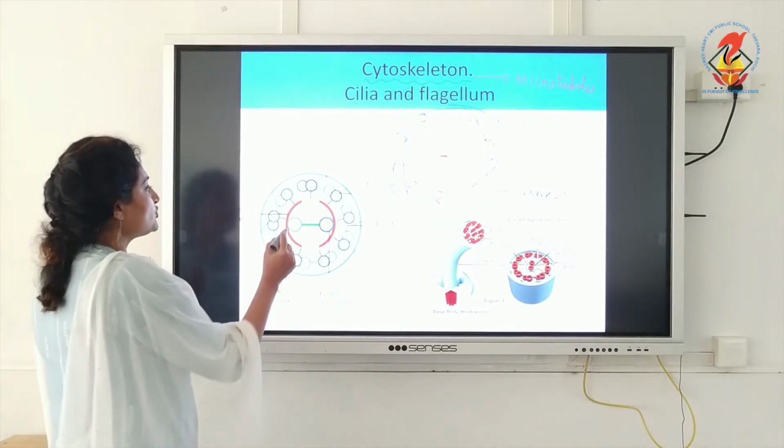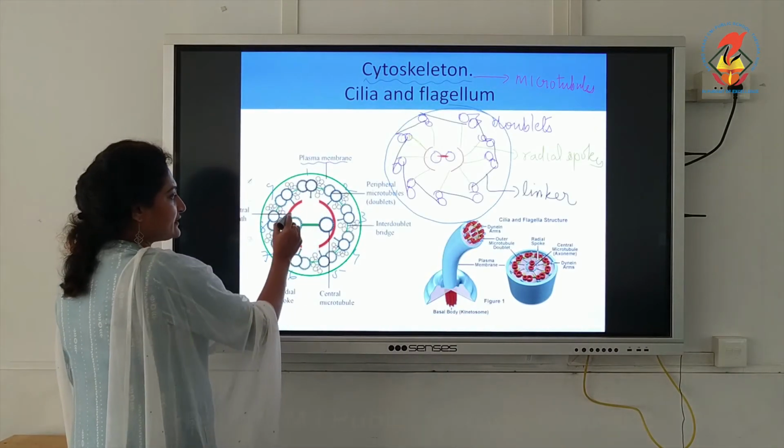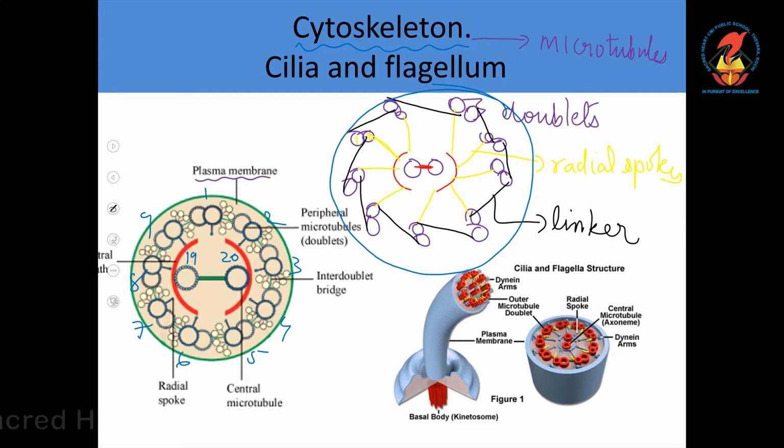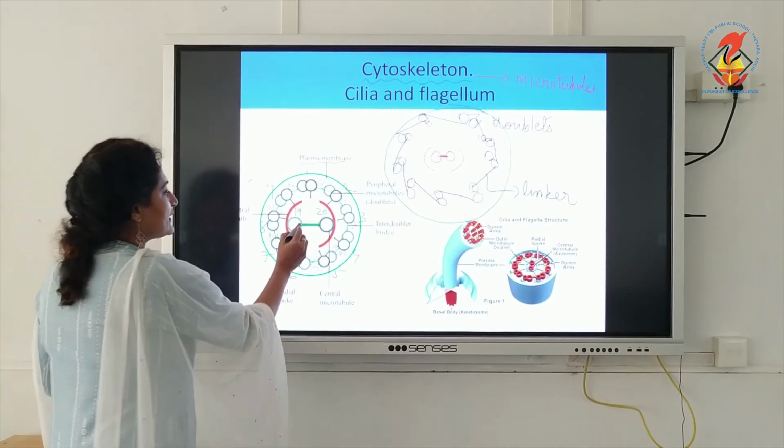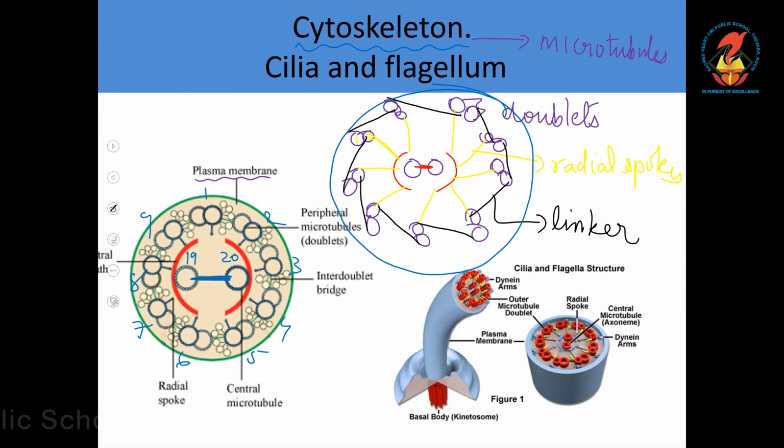Clear? Then there are 2 microtubules at the center. So 18 is the 19th microtubule and this is the 20th. The 19th and 20th do not occur in a pair, but they are connected by a bridge. See what is given in green, and they are enclosed, see this red color, by a central sheet. Now the 9 doublets which are located at the periphery are connected to the central sheet by the spokes. What are these spokes called? Radial spokes. So how many radial spokes are there? There are 9 radial spokes.